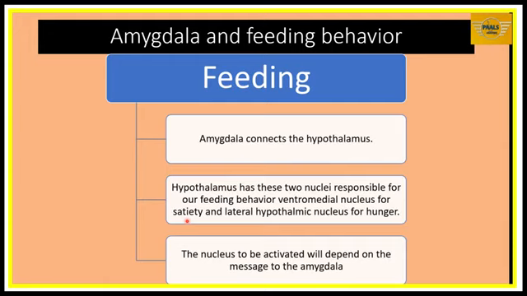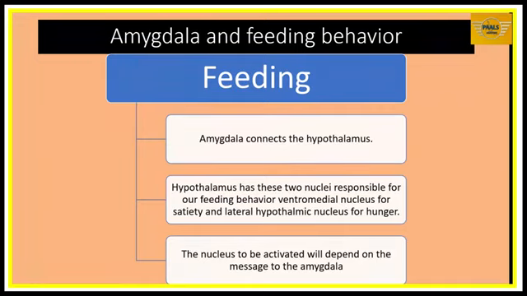Then, the lateral hypothalamic nucleus is the nucleus that's activated when there's need for feeding. And then when we have a problem with amygdala, this hypothalamic nucleus is unleashed, and that is why hyperphagia is one of the indications of lesions in amygdala.